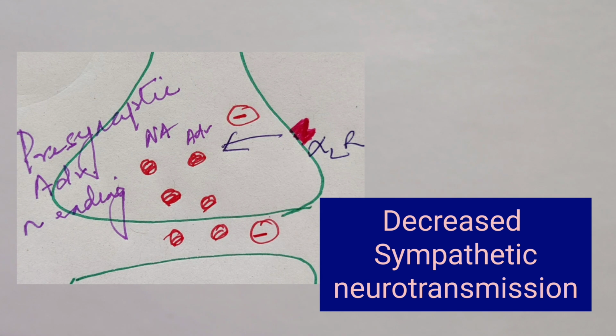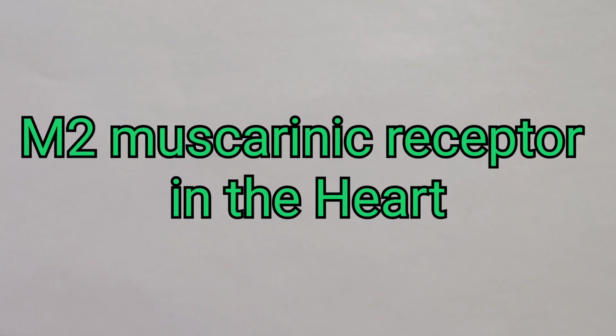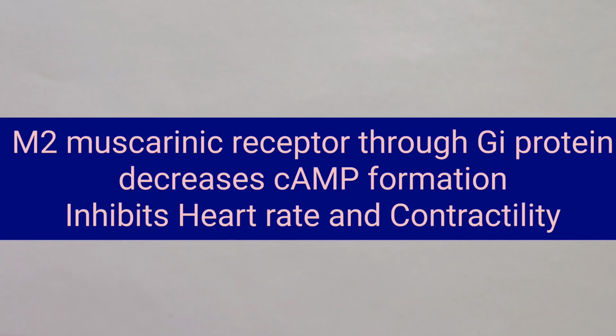The third example is that of M2 muscarinic receptors which are present in the heart. M2 receptor is a G protein coupled receptor linked to GI protein, which decreases the cyclic AMP formation, which decreases the calcium conductance due to decreased phosphorylation, and decreased calcium conductance decreases the cardiac contractility, heart rate and conductivity in the heart. The next subtype is GQ protein.